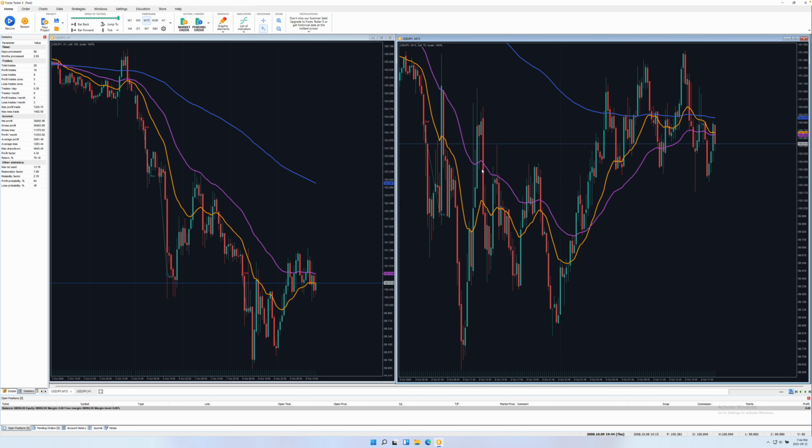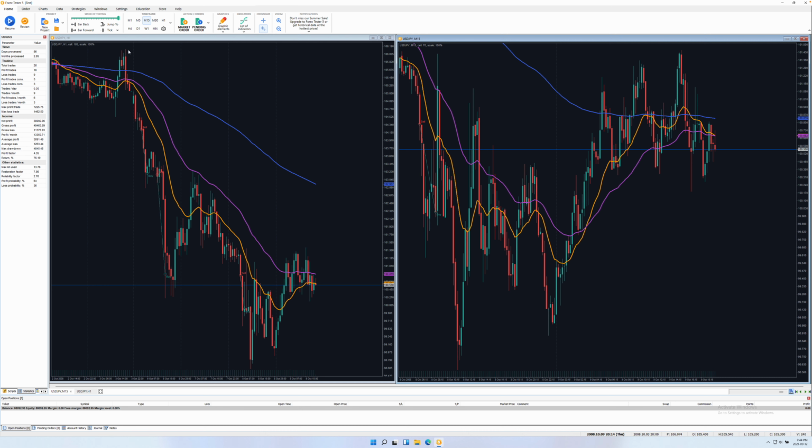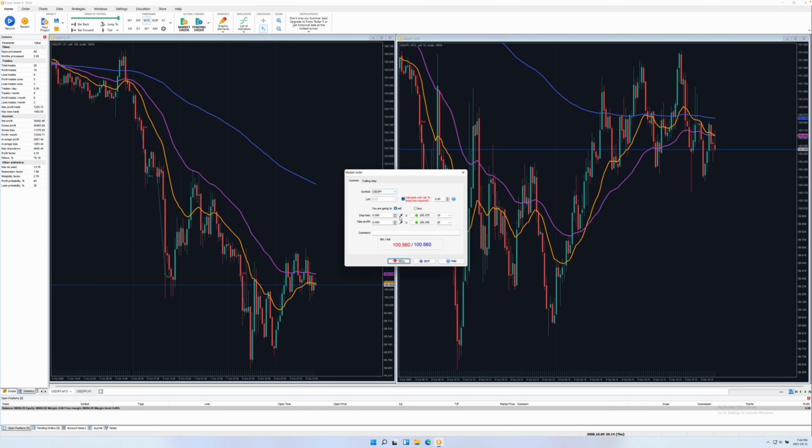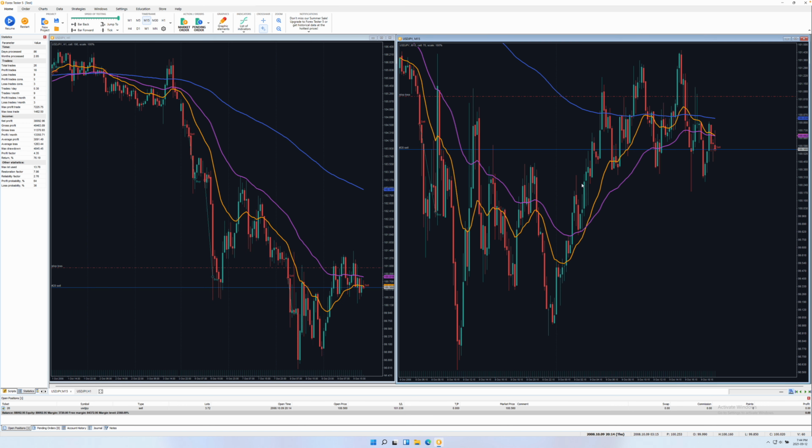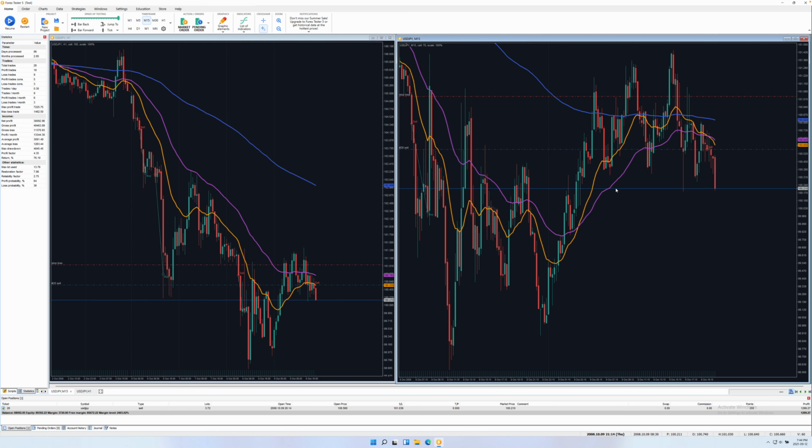I look for the setups. I'll place a trade in here, and I'm just going to place one here. I have no idea if this is going to work out or not, and you can see I can set my risk, and I'm looking at a sell position. There's my stop loss. And I'm just going to hit sell, and you can see here I have an hour chart on the left-hand side, a 15-minute chart on the right-hand side.